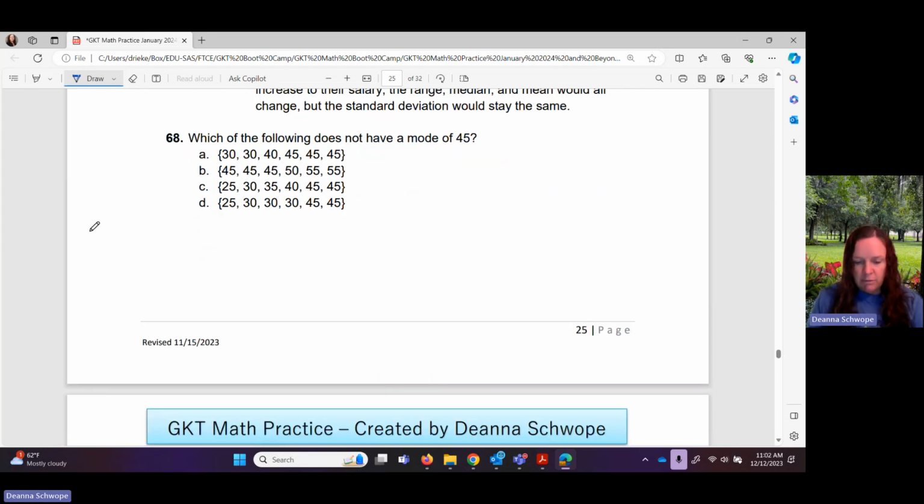All right, so let's go into some of these with practice. Which of the following does not have a mode of 45? All right, well, let's look at it. The mode is 45, so that one's okay. The mode is also 45, so that one's okay. The mode is also 45, so that one's okay. In this one, the mode is actually 30. Don't get yourself caught with, I'm just looking for 45. Looking for the mode. So in that case, the mode is 30. So the answer is D.